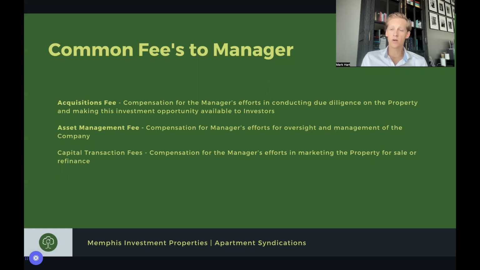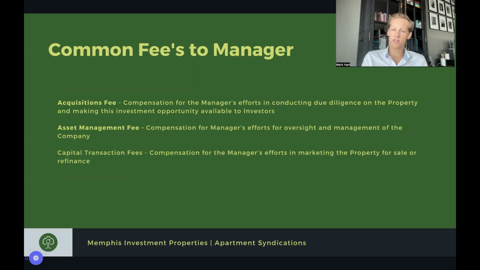So next up, it's a lot of work for us as the manager, as the general partner. And so we're going to charge fees, just like you would see from a property manager or from a lender. They get fees for doing the work and the compensation. These are just some of the common fees that you'll see, to be familiar with. One of them is the acquisitions fee.